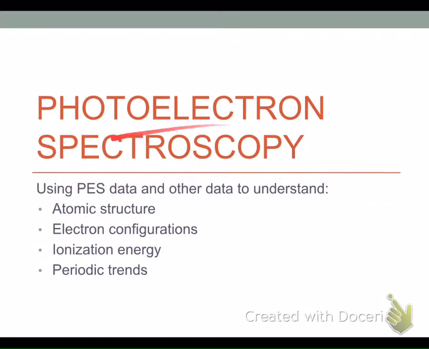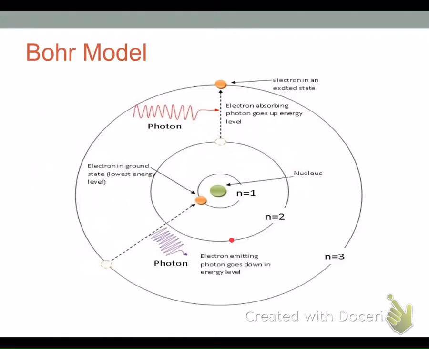So again, it's photoelectron spectroscopy. We're going to call it PES for short. We can use it to understand structure, electron configurations, ionization energies, and where we come up with those numbers, and then eventually, of course, periodic trends.